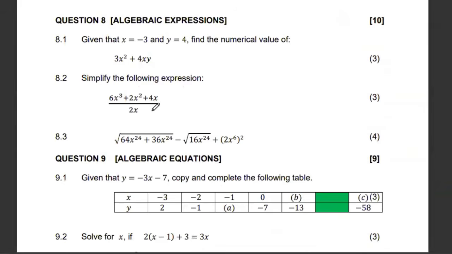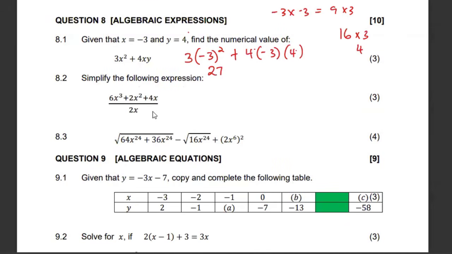Question number 8, which is the algebraic expression. Given that x is this and y is that, find the numerical value of this. So we do the substitution: 3 multiplied by negative 3 squared plus 4 times negative 3 times 4. Negative 3 squared is negative 3 times negative 3, which gives us a 9. Now 9 times 3 is going to be a 27. And then 4 by 4 is 16. 16 times 3 is going to be a 48, but with a negative, because it's a negative and a positive.